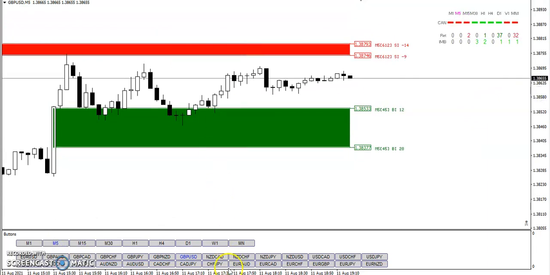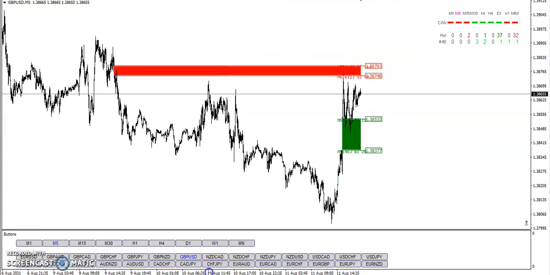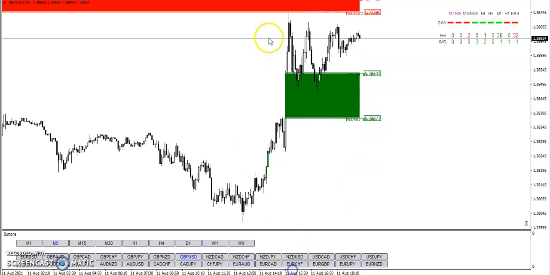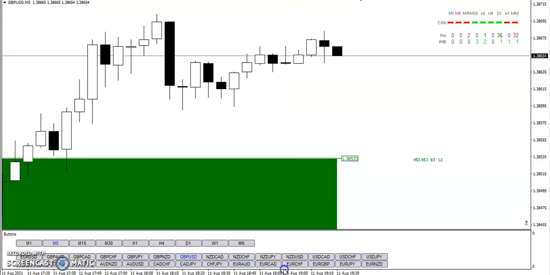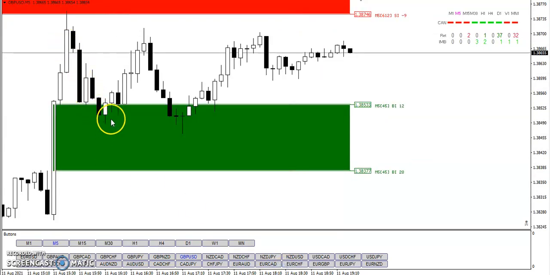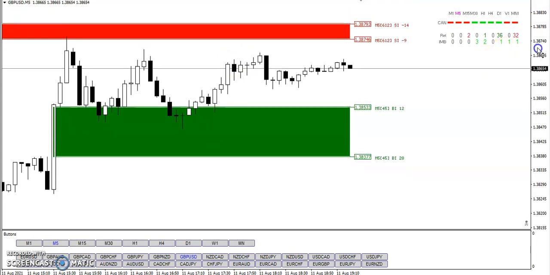So for example, here on the M5, you had the imbalance right here. And then you see price came and touched it and then moved right away from it again. So this is an area you might want to sell. And then back down here, you can see price came in, moved out, in, out. So these are opportunities to buy. And that's how you can analyze the chart with the imbalances.